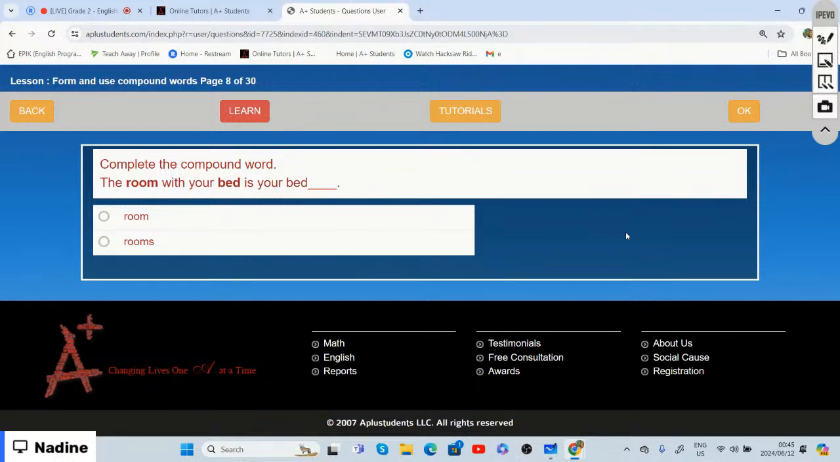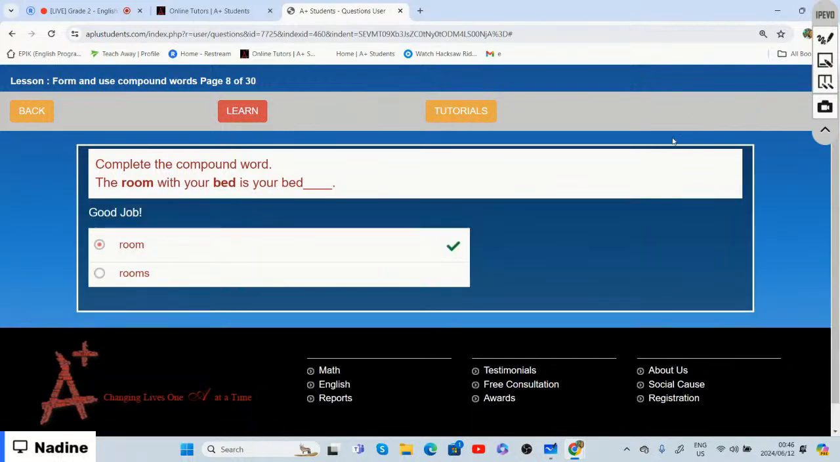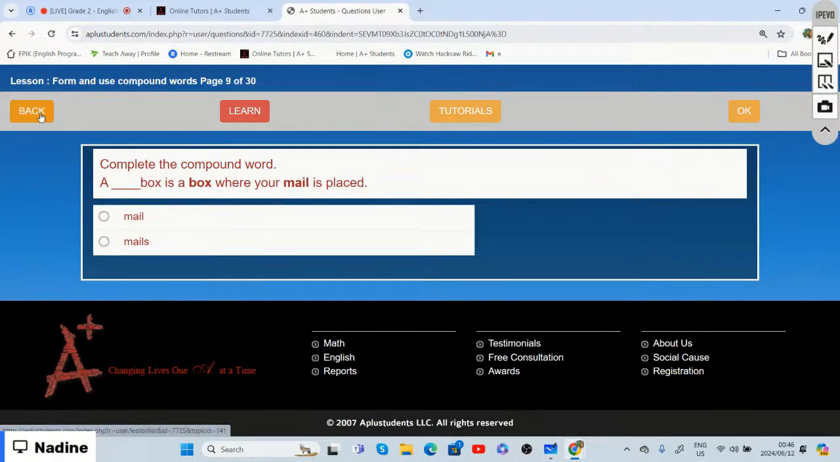All right, let's do one more. It says a room with a bed is your bed what? A room with a bed is a bed what? Do we say bedroom or bedrooms? And a room with a bed, we can say it is a bedroom, right? It's your bedroom, your room with your bed on.